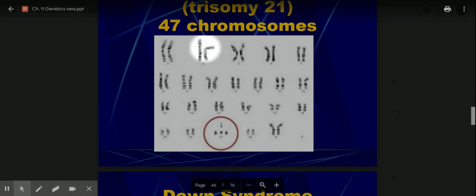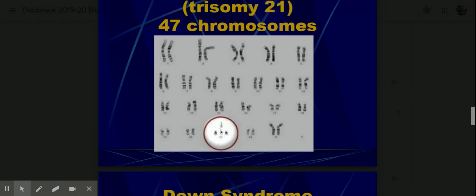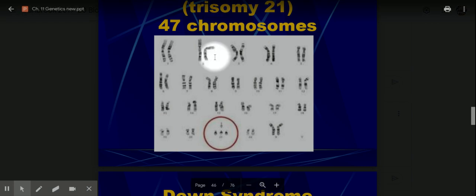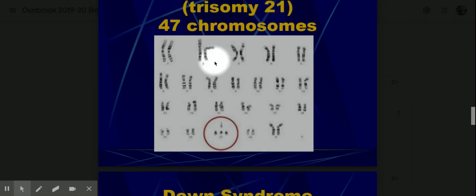In the case of Down syndrome, very common mistake, this turns out to be an extra number 21 chromosome, which is why we call it trisomy 21. So you can see that because this occurred in meiosis, either the dad's sperm or the mom's egg had an extra chromosome, the baby started off its first cell with an extra chromosome, meaning all the cells in that baby will have this problem because the error occurred so early in the formation.